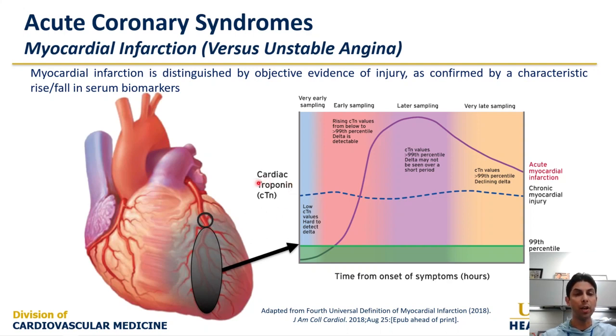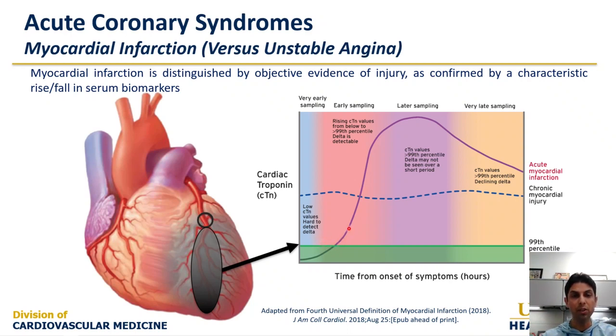So on the y-axis, we have cardiac troponin, a marker of myocardial necrosis, myocardial injury. And on the x-axis, we have time from onset of symptoms in hours. If we were to draw a cardiac troponin, which is a simple blood test, early on after the onset of symptoms, we will see that it's still in the normal range. But if we continue to obtain cardiac troponin levels, we'll see that it will rise above the 99th percentile of the upper limits of normal, which would be consistent with a myocardial infarction.